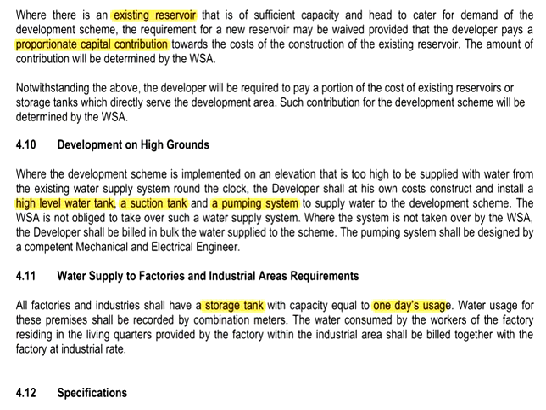In the case that the development is implemented on high ground, where you need to supply the water from the existing water supply system, the existing system may not be able to fully supply the water round the clock due to insufficient pressure, especially during the peak demand period. Now, the developer will need to install a high-level water tank, a suction tank, and a pumping system in order to supply water to the development areas.